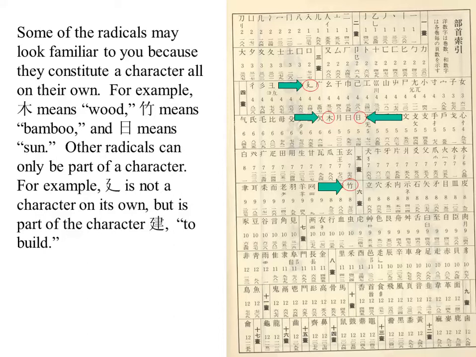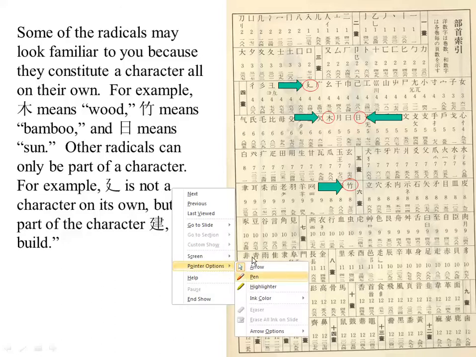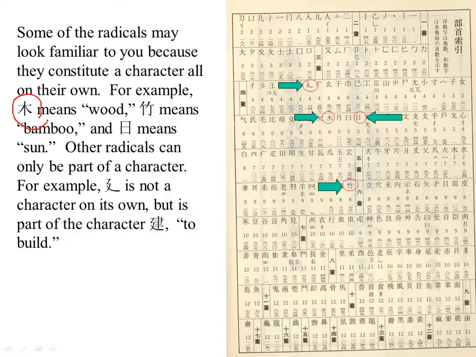So here we have our chart again on the right-hand side. One of the things you might have noticed is that the radicals might look familiar to you because they themselves are characters. So, for example, the character for wood, this kanji here, appears on the chart as its own radical. This one, take, for bamboo, also appears on the chart as its own radical. And of course, Nichi, as in Nihon. Here we have that character as its own radical.